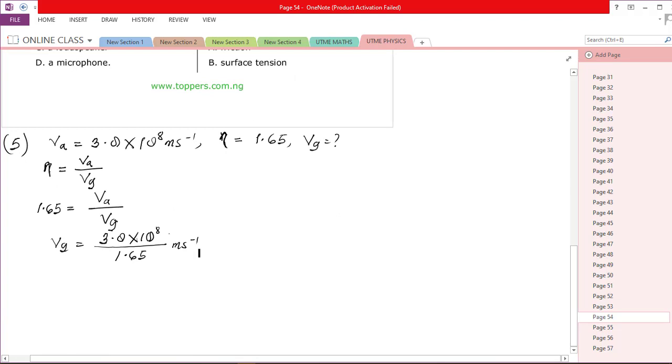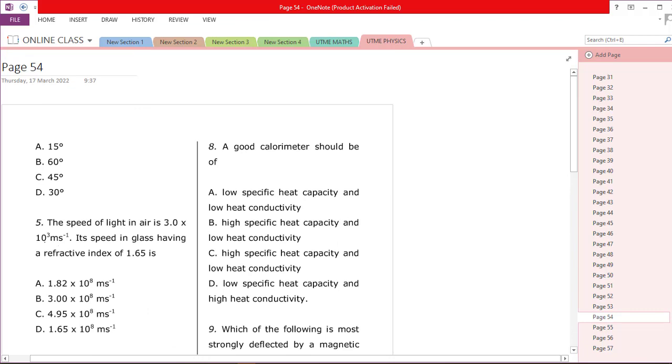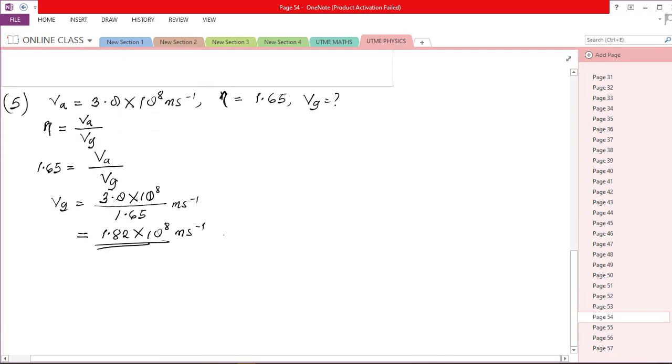Let's go back to our solution. This 3 over 1.65 will give you, so we don't need to calculate everything since it's just standard form, 1.82 times 10 raised to power 8 meters per second. I told you that that thing is 10 raised to power 8, not 10 raised to power 3 they wrote in the question. There are a lot of typographical errors in the question. Now the answer here is A. Let's write the answer there. A.